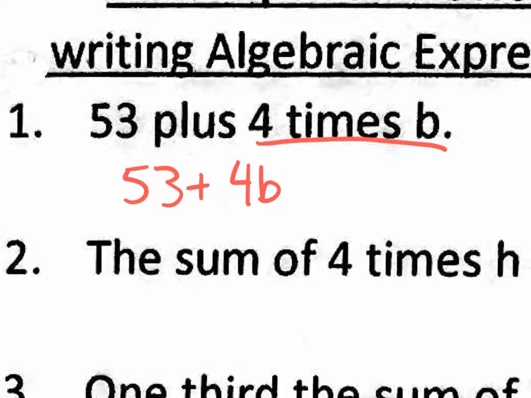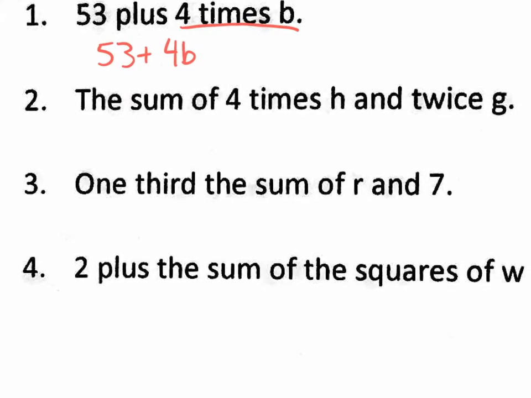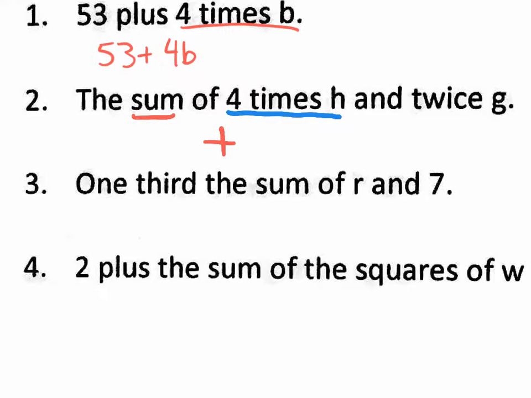Nice and easy. Number two, the sum of 4. So let's take a piece at a time. What does sum mean? Add. Okay, addition. Now, what are we going to be adding? It says 4 times h and twice g. So those are the two things that we're adding. 4 times h and twice g.